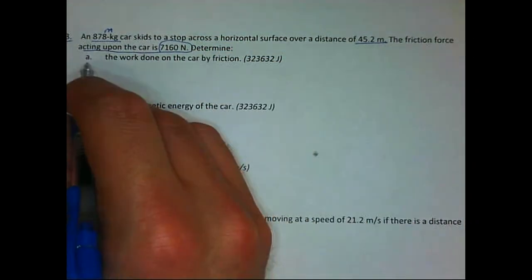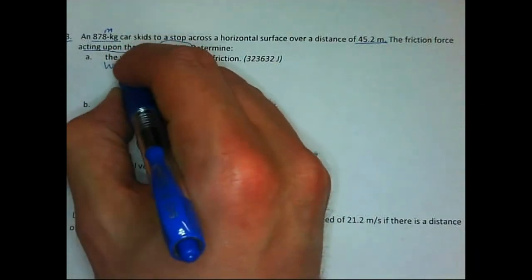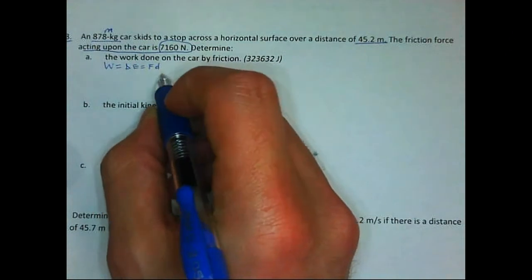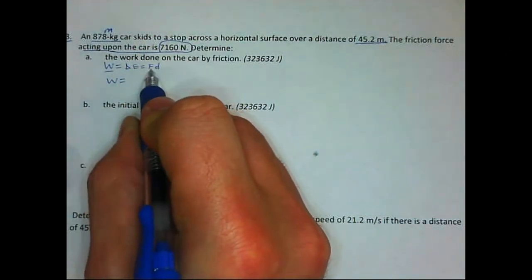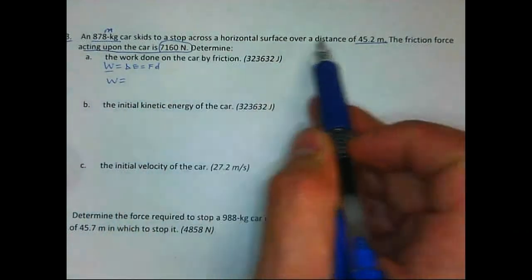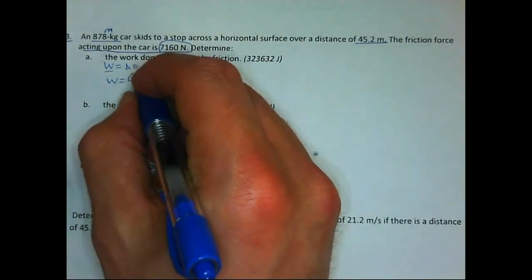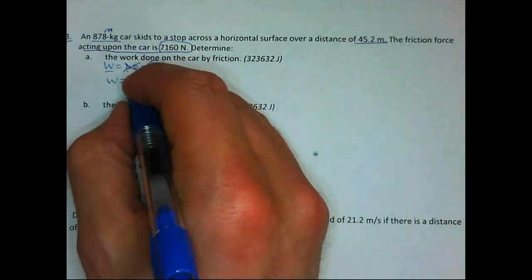So first of all, we want to calculate work done on the car by friction. Once again, work equals change in energy equals force times distance. We want work. Do we use change in energy or force times distance? They give us a force, and they give us a distance. Pretty easy decision. Not change in energy. We're going to use force times distance.